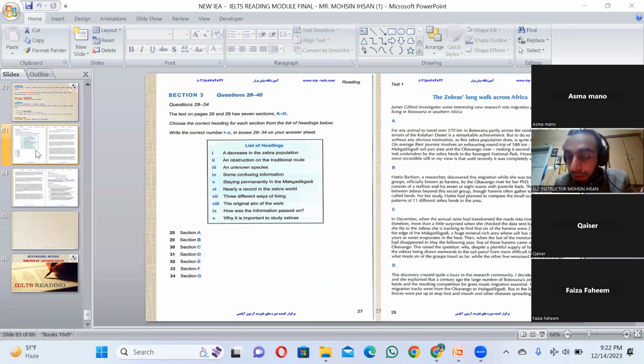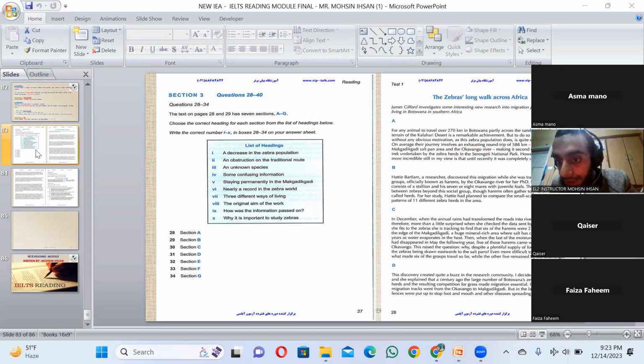Now, in this paragraph, the second sentence, midpoint, remarkable achievement. This is a major idea. Next, quite extraordinary. Next major idea, like something is appreciated. What is that? If an animal would travel a lot in no time. Now, on average, their journey involves an exhausting round trip of 588 kilometers between the Gadi salt pan area. This is the proper name, and the Okavango River. These are the names, by the way. That's why I couldn't pronounce it correctly.